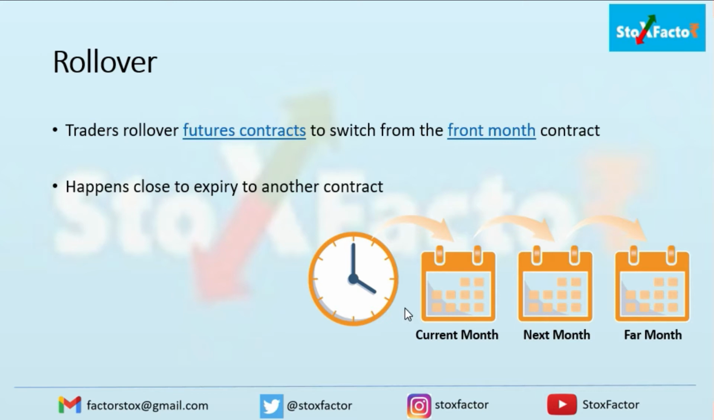Suppose you are carrying a long position in this particular month. So what you will do is you will sell the current month contract and buy the next month contract, and vice versa. If you have shorted the position in the current month, you will buy the current month contract, you will square off the position and sell the contract for the next month. So this is generally what you call the rollover, right?